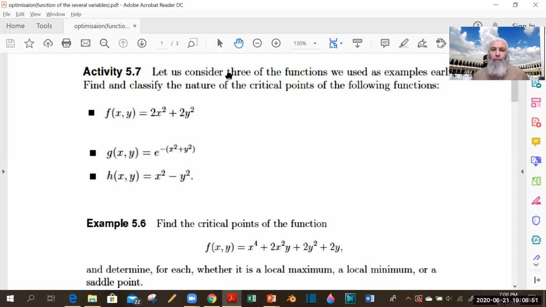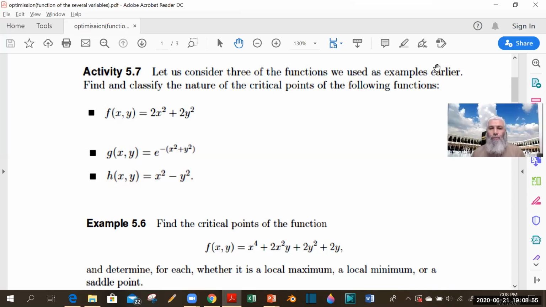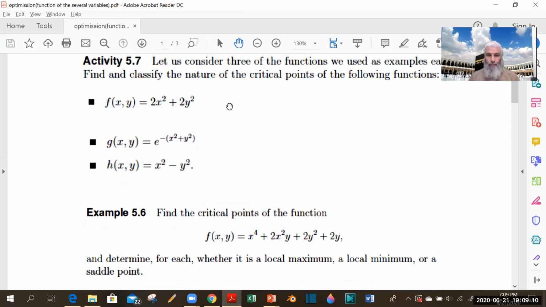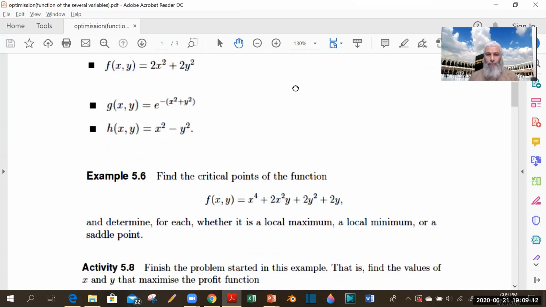Let us consider three of the functions we used as examples earlier. Find and classify the nature of the critical points of the following functions. This one, this one, this one. So we'll do the first one.